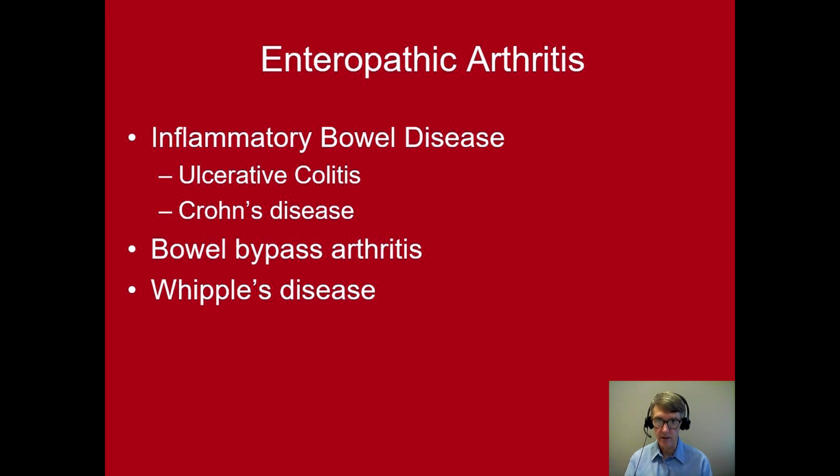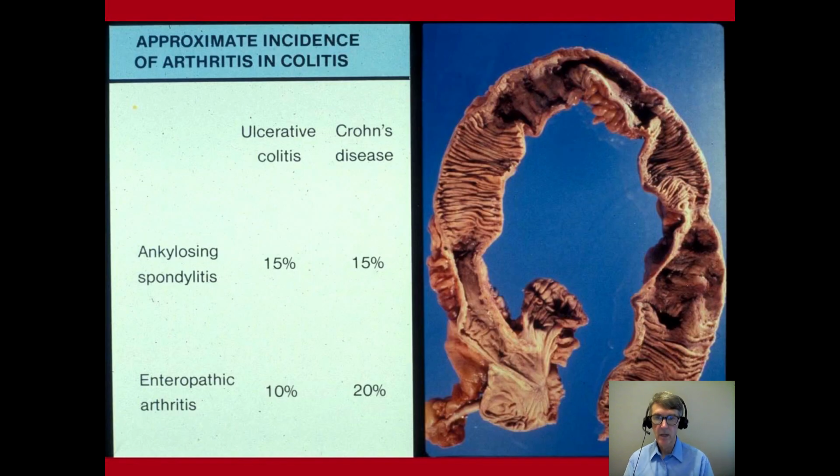Bowel bypass arthritis: back in the 1970s, it was noted that patients who had a bowel bypass, where a large section of blind loop of small bowel was left, could sometimes get a rash and arthritis, and some of these patients had to have the bypass taken down. And then Whipple's disease, which is another type of gut disorder associated with a bacterial infection, has been associated with arthritis.